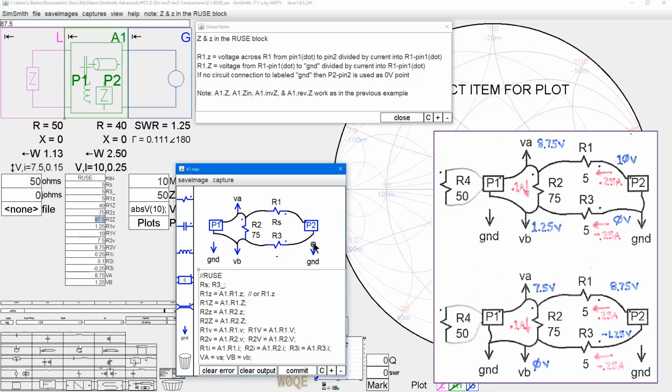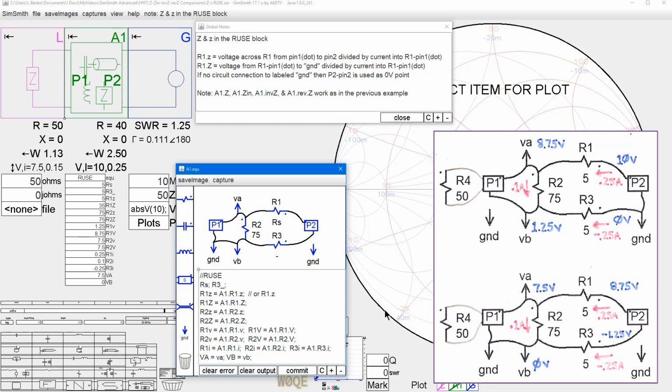Now, if I change the ground reference, some things change. We're looking at this circuit now. In this circuit, with the ground reference defined to be here, this is 8.75 volts, this is 7.5 volts, this is 0 volts, and this is minus 1.25 volts. Again, 10 volts across here, but with respect to the ground being here, this is 8.75 and minus 1.25.